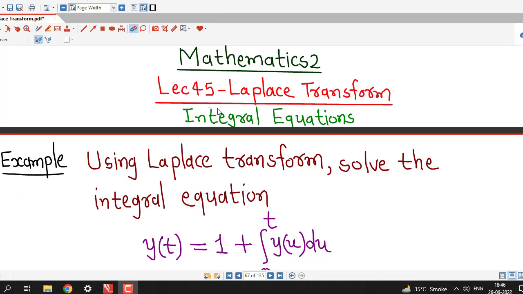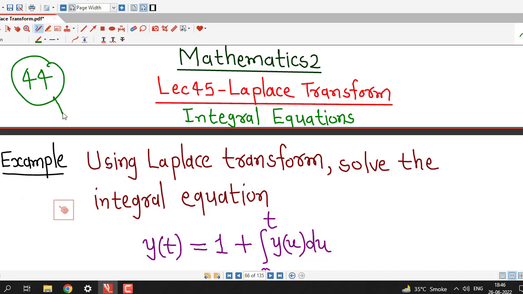In lecture number 44, we have discussed how to solve integral equation using Laplace transform. In this lecture also, that is lecture number 45, we will discuss one more example on solving the integral equation using Laplace transform. I suggest you to watch lecture number 44 first before going for this lecture.